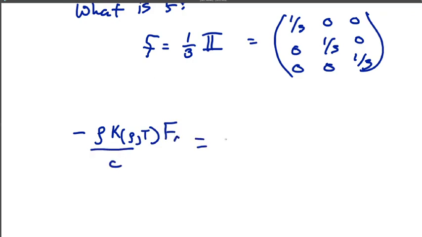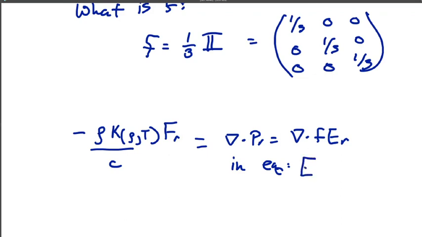This is equal to the divergence of P of r, which is equal to the divergence of the Eddington tensor times the radiative energy density. And in equilibrium, the radiative energy density is given by the temperature of the gas, if the radiation and the gas are well calibrated with each other in terms of their temperature. In that case, E of r will take a special value of a T to the fourth, where T is the gas temperature.